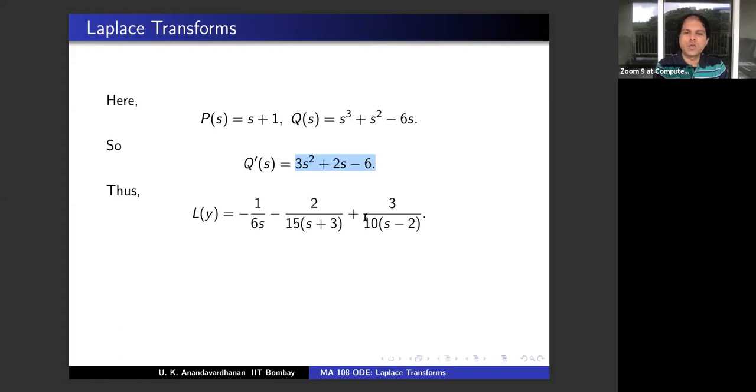And at s equal to 2, what is the coefficient? P is 3, and Q prime is 12 plus 4 minus 6, so 12 minus 2, that is 10. So this is also quite easy. I get all the coefficients, so I get this answer. So what is Y? What is Y? What is the inverse Laplace of 1 by s?